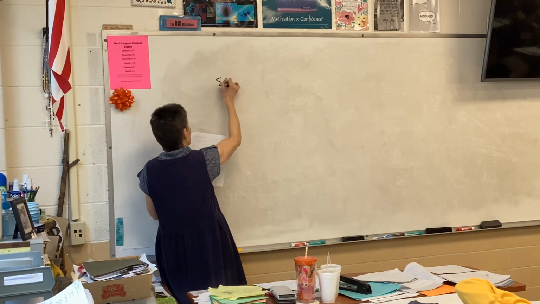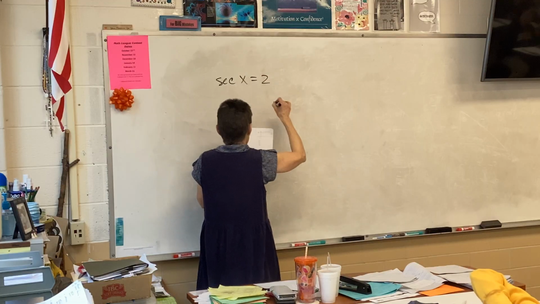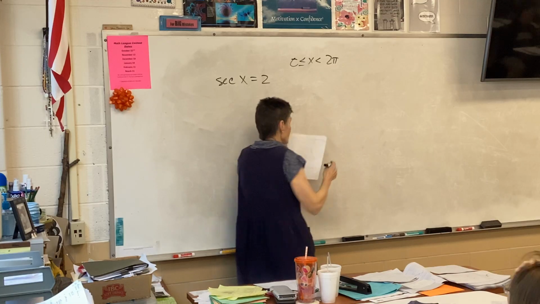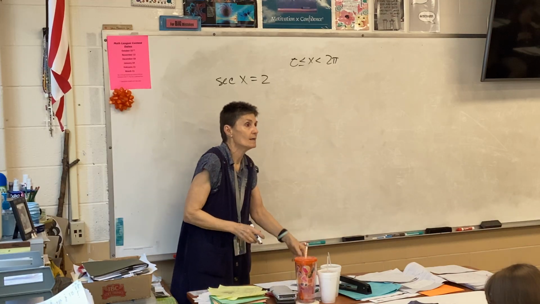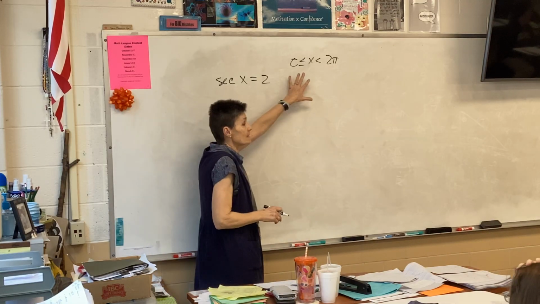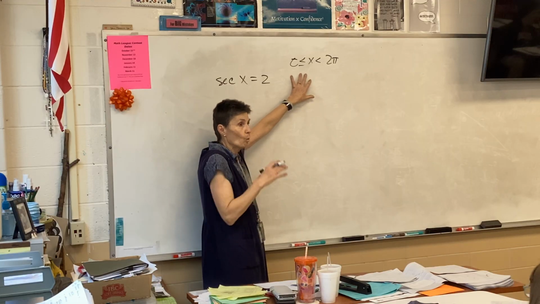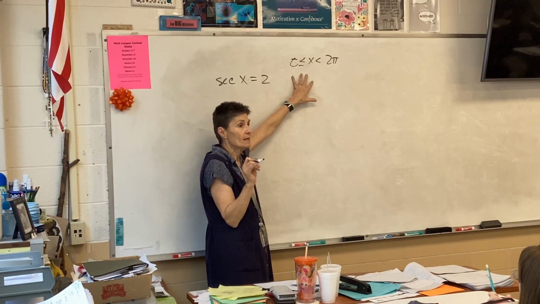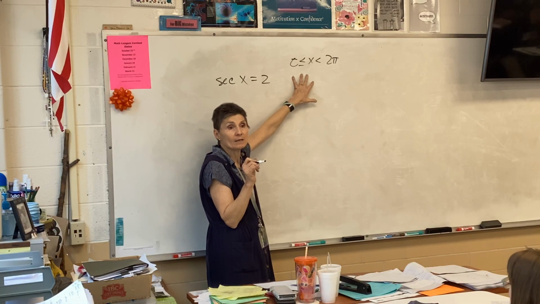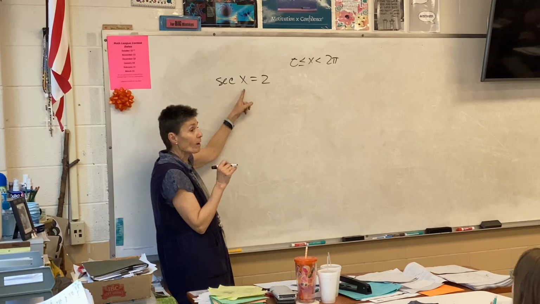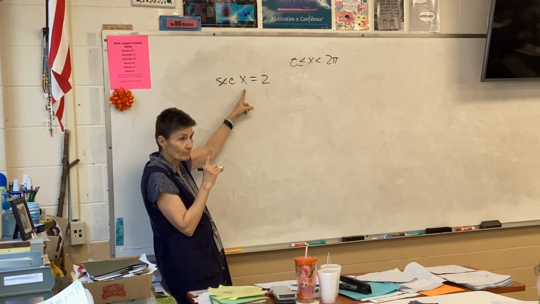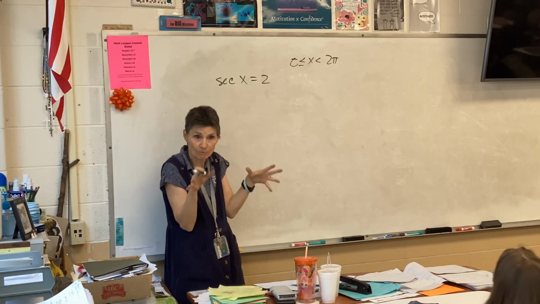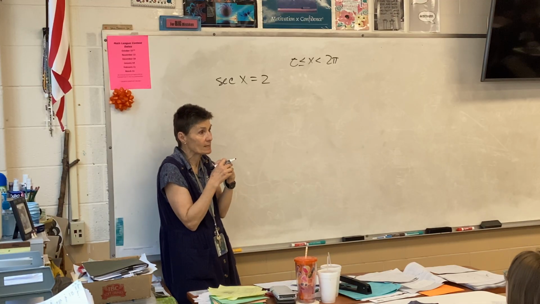Solve with a calculator. Secant x equals 2, and we are solving between 0 and 2 pi. What this means is we're not doing coterminal angles. We're only going once around, and we're going to answer in radians. So you are finding an angle, but you're not going to say 45 degrees. You're going to say pi over 4 radians.